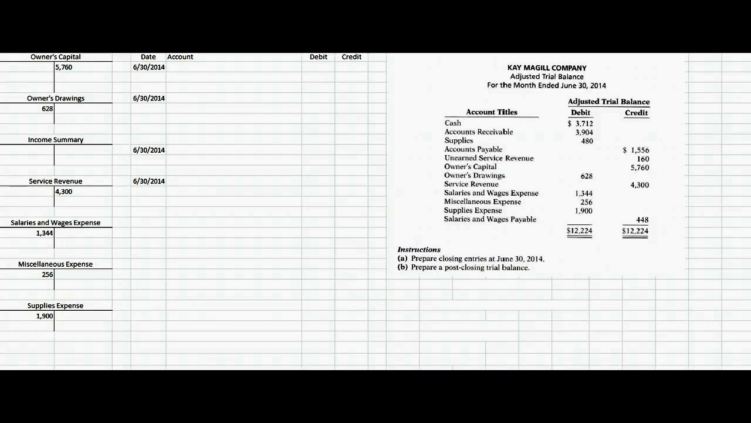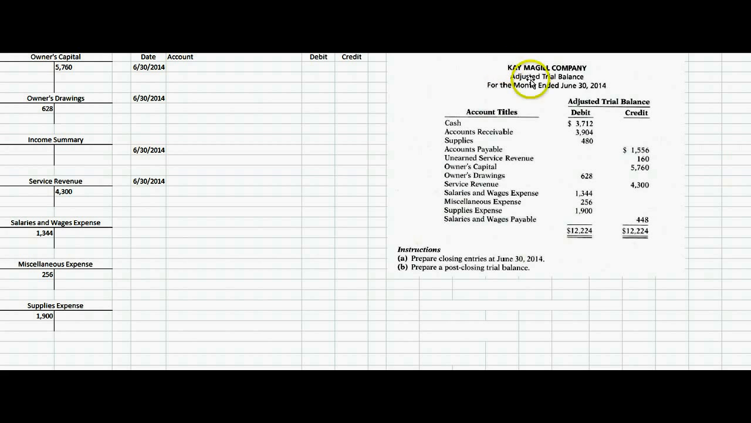One of the more challenging aspects of the accounting cycle is closing out the temporary accounts, closing revenue and expenses into income summary, and closing owner's drawings directly into owner's capital. So let's do one together.